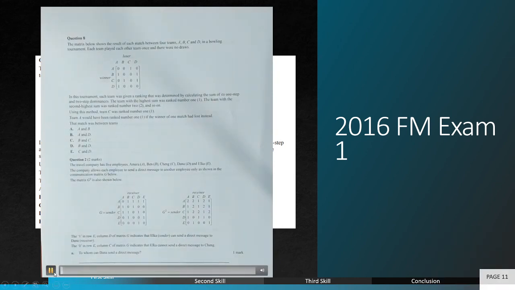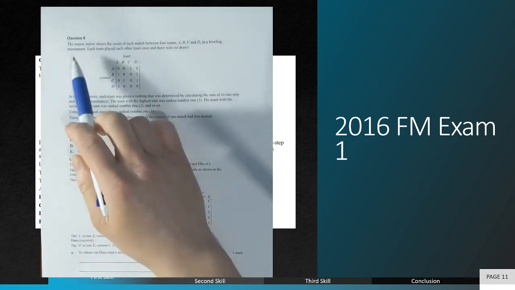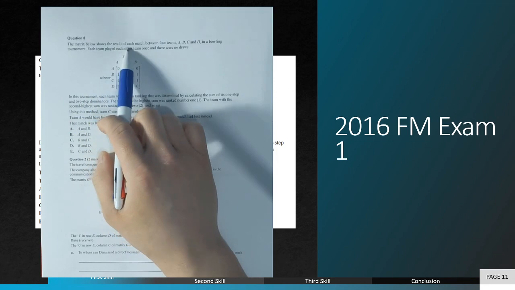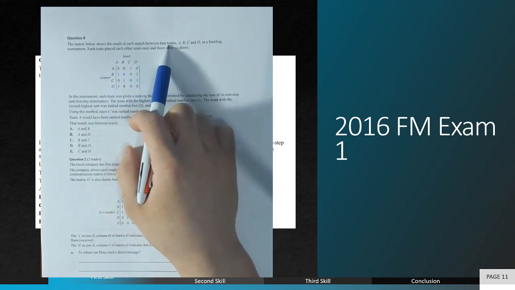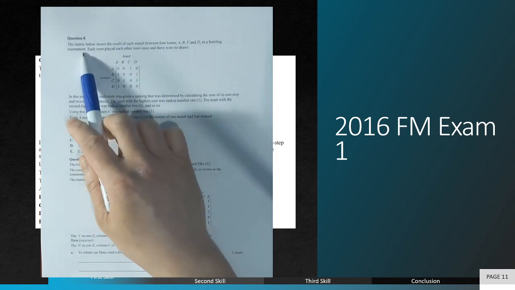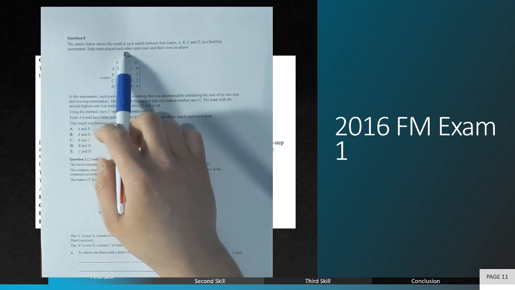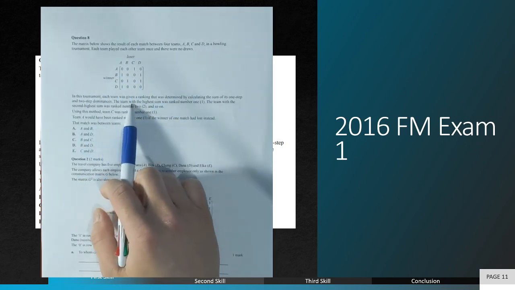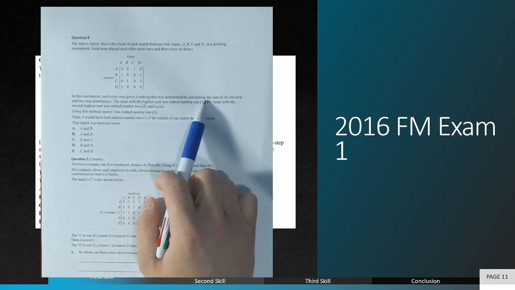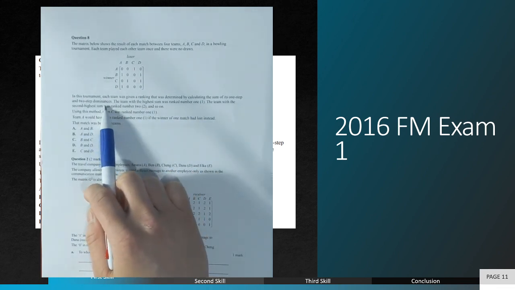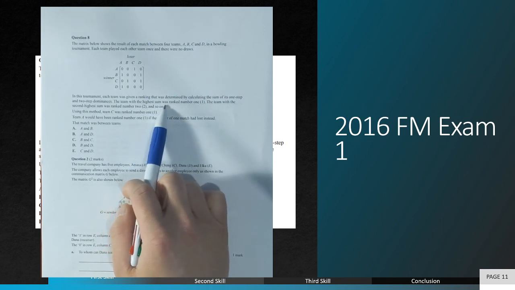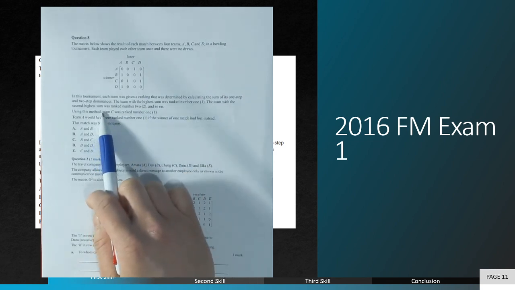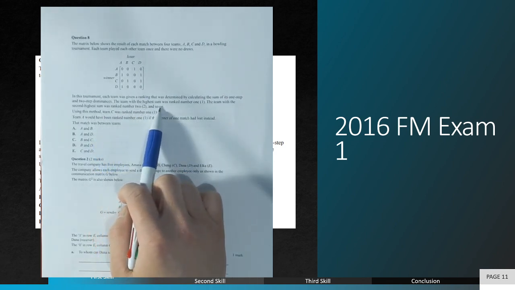This is 2016 Federal Maths Exam 1, question 8. The matrix below shows the result of each match between 4 teams, A, B, C, and D, in a bowling tournament. Each team played each other team once, and there were no draws. Each team was given a ranking determined by calculating the sum of its one-step and two-step dominances. The team with the highest sum was ranked 1, the team with the second highest sum was ranked number 2, and so on.